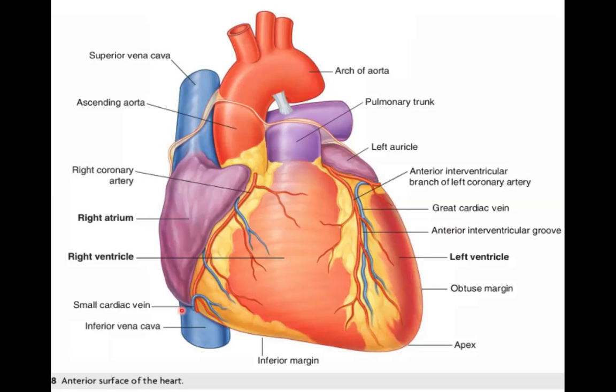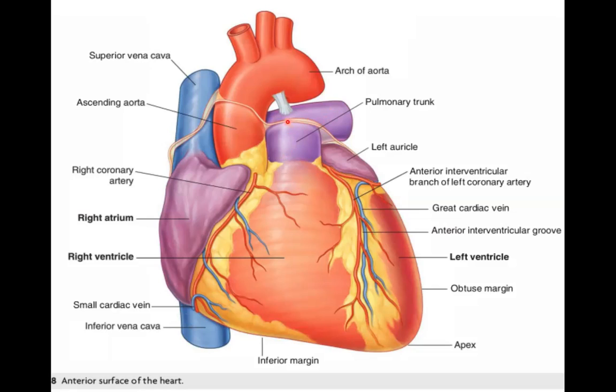This is the inferior vena cava. If I want to talk about the pulmonary trunk, it arises from the right ventricle and carries deoxygenated blood, and at the level of the second costal cartilage, the sternal angle, it will bifurcate into the right and left pulmonary arteries.